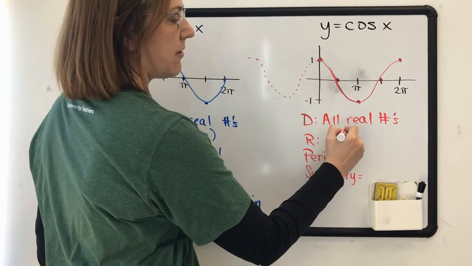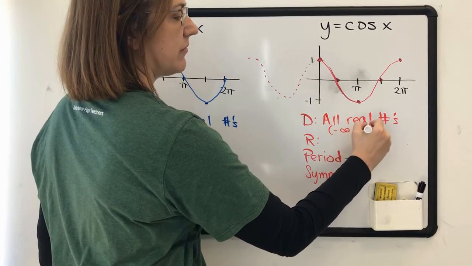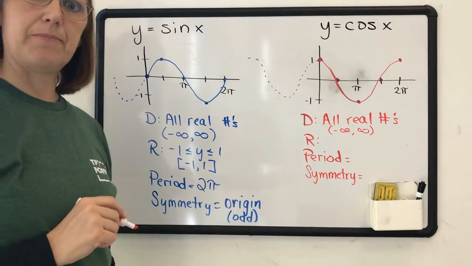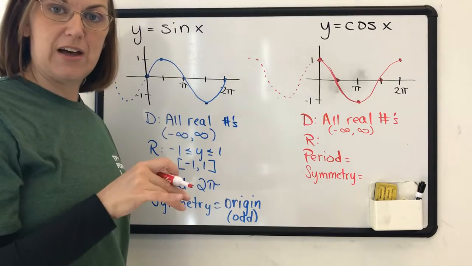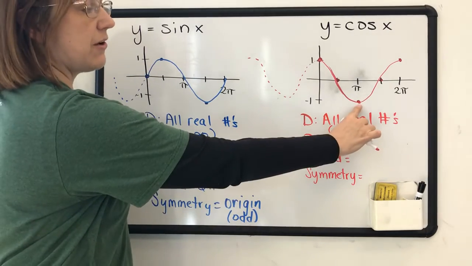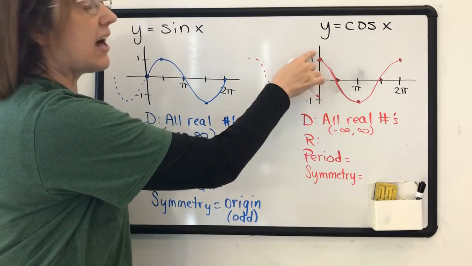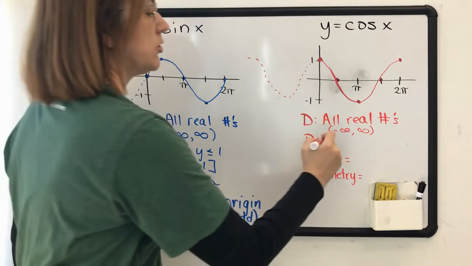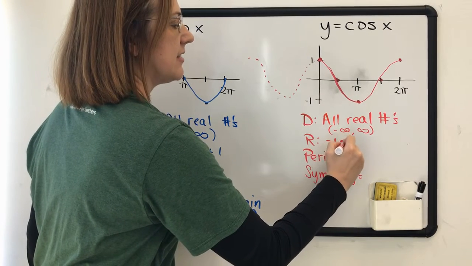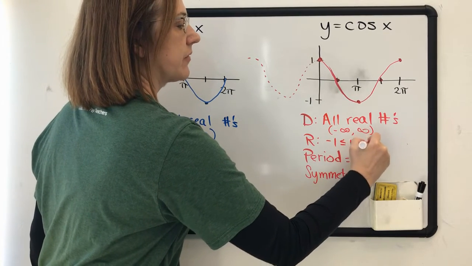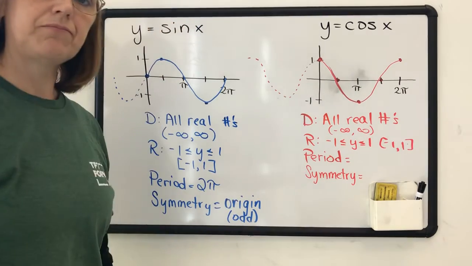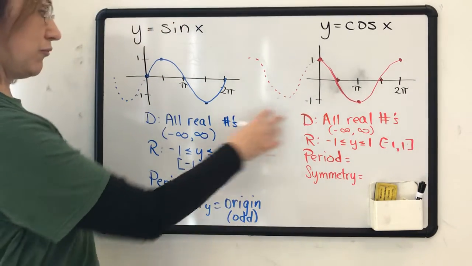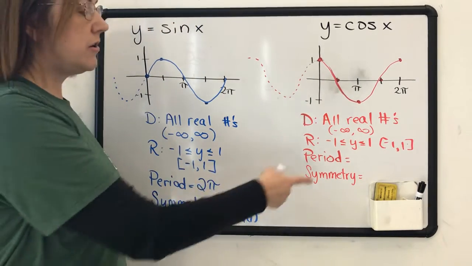Remember, you can write that with interval notation, negative infinity to positive infinity. Now your range, think about your high and your low y values. You've got a low value of -1 and a high value of +1. So I'm going to write that range again, the same as the sine, -1 to 1. Okay, pretty similar so far.